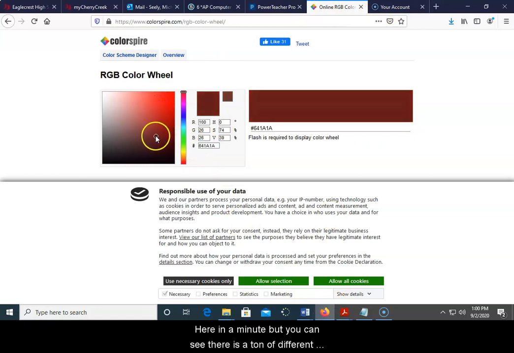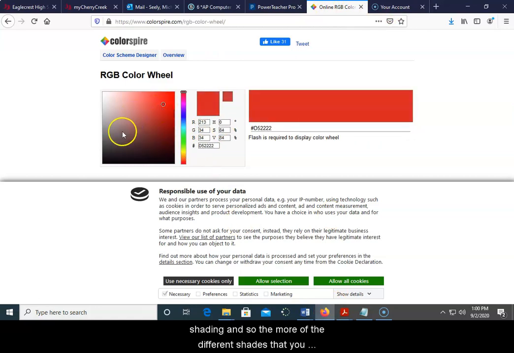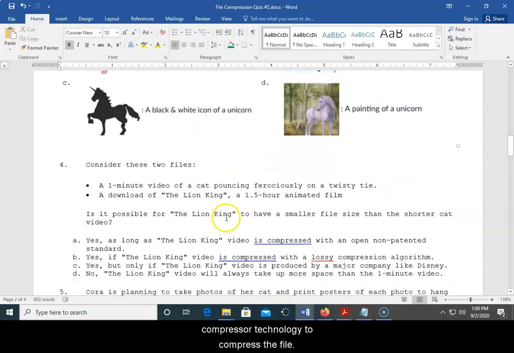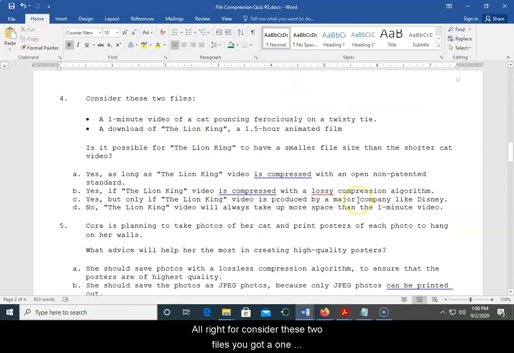But you can see there's a ton of different shading. And so the more of the different shades that you have, the harder it's going to be for your compressor technology to compress the file. All right, 4, consider these 2 files.